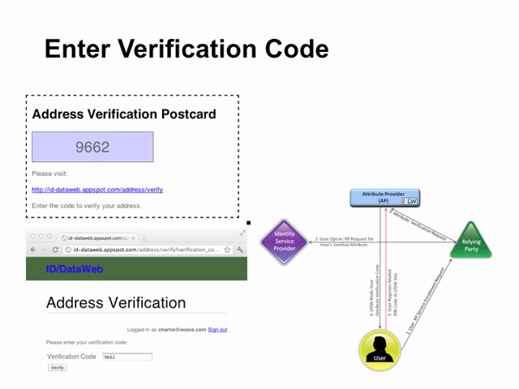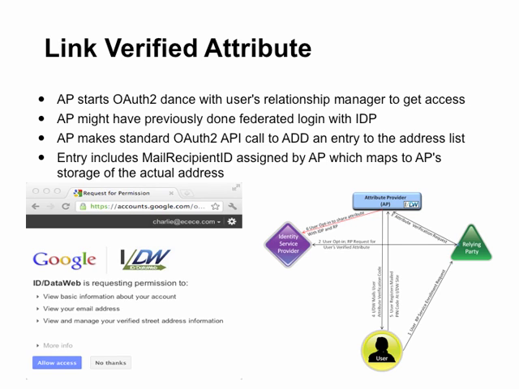Well, the next thing that happens is that the attribute provider needs to get permission to add that information to the user's account at their relationship manager. In this case, we'll use Google as the example of that relationship manager. So the website goes through another one of these OAuth2 consent flows to get the user's permission to add that verified street address to the user's relationship manager.